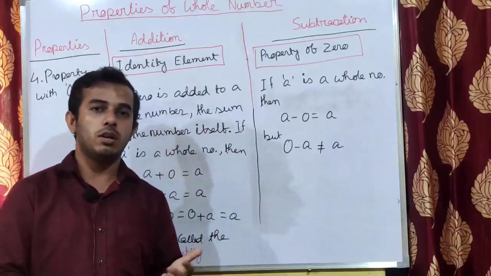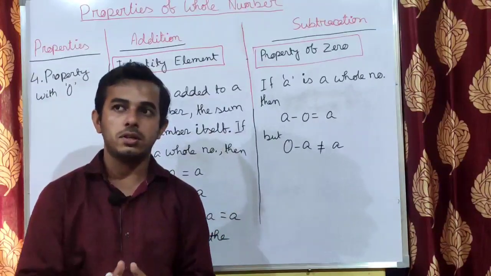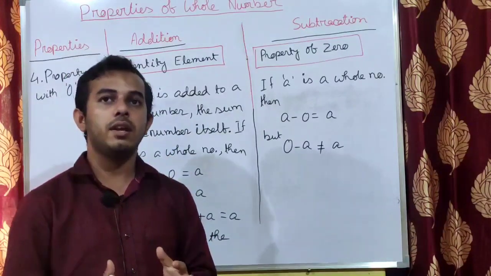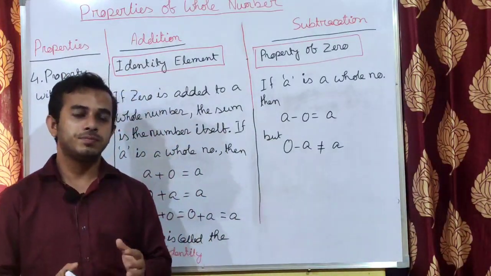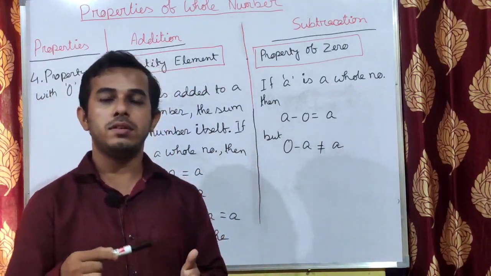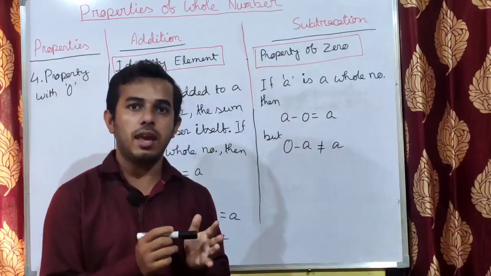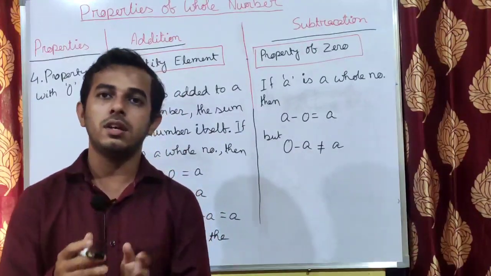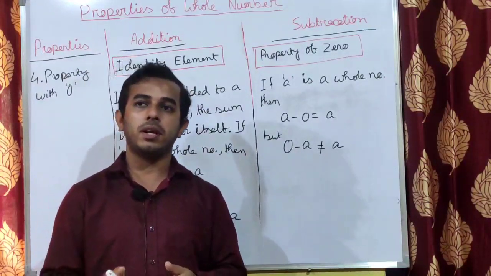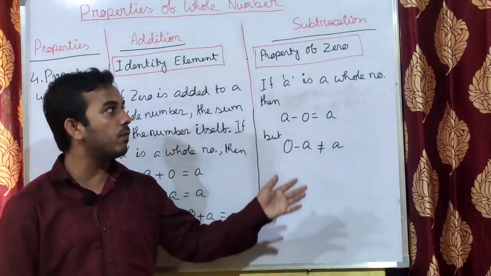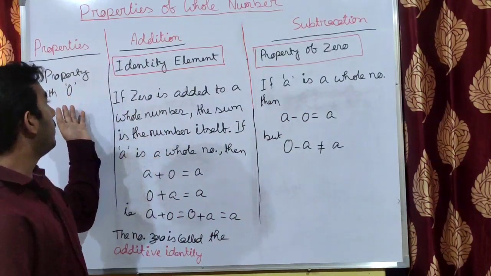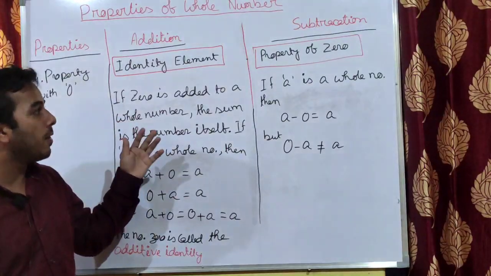Same for associative property, which tells us that we regroup the numbers for better addition and subtraction. For addition, when a, b, c are regrouped as (a plus b) plus c equals a plus (b plus c), when they are in the bracket, the result is same. But this is not same for subtraction. Then last one is what? Property of 0.